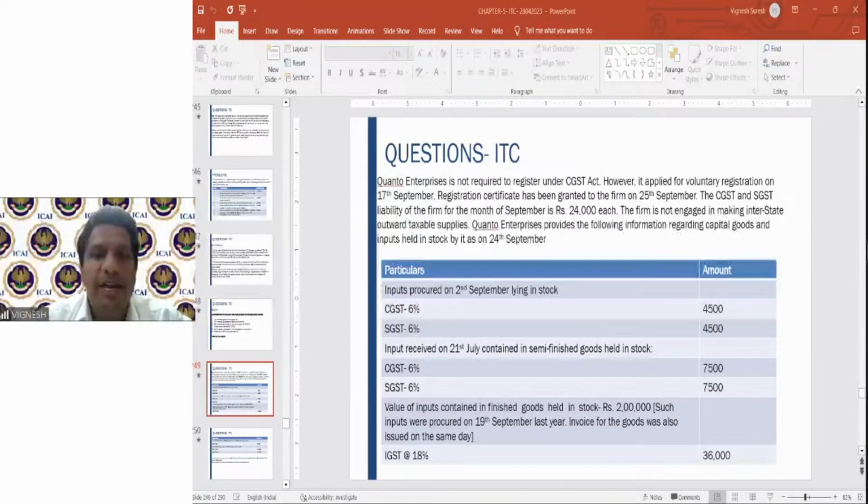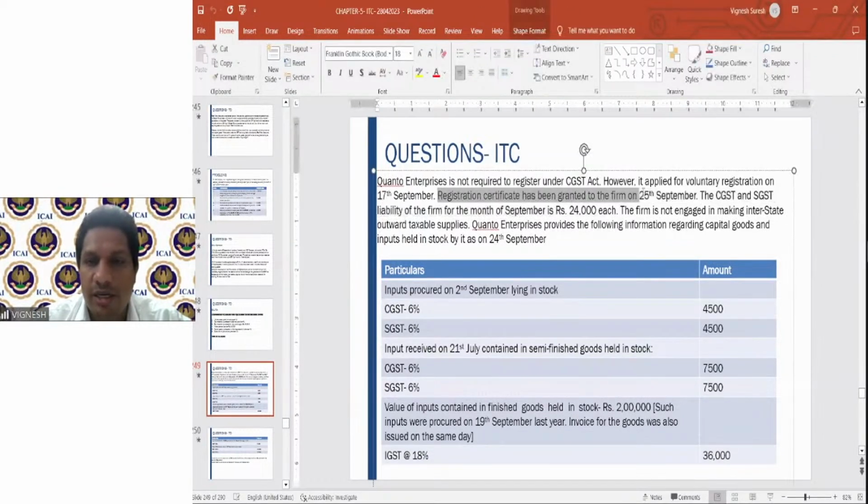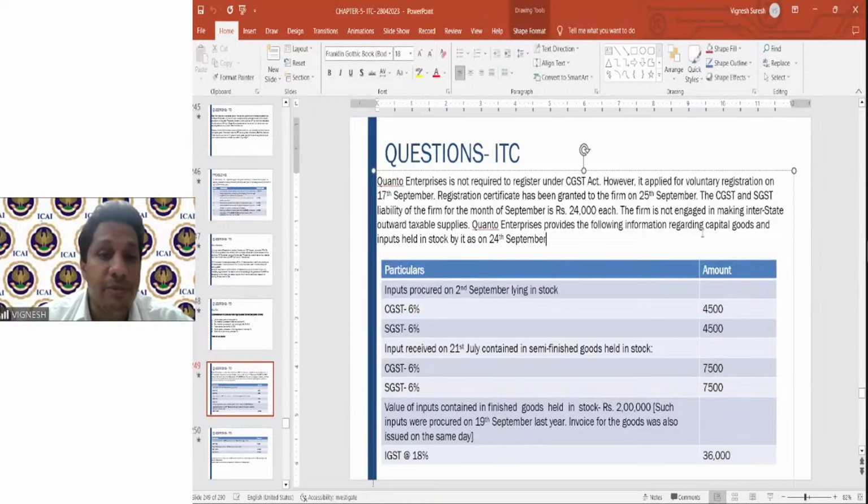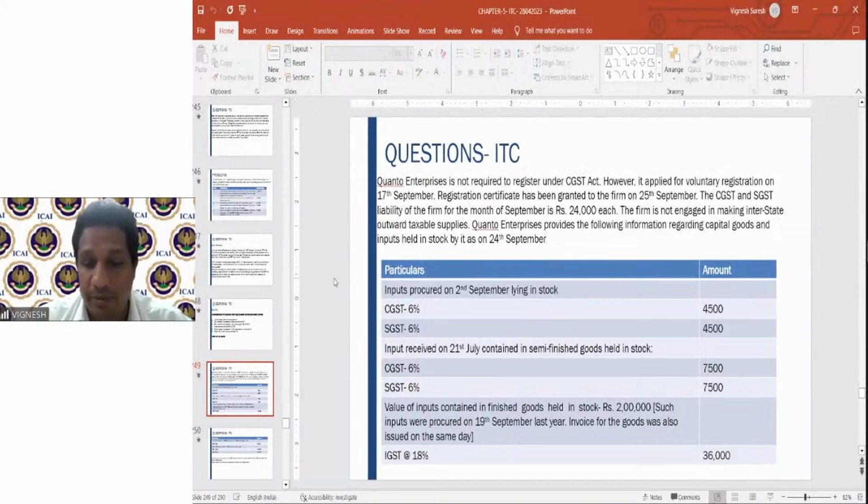First of all, the date is very important here. He has got the registration certificate on 25th September. So the day before, that is on 24th September, what all are the items which are available? On those, we can claim the respective input tax credit. So these are the details of capital goods and stock held on 24th September. On what all he can claim, we have to see.